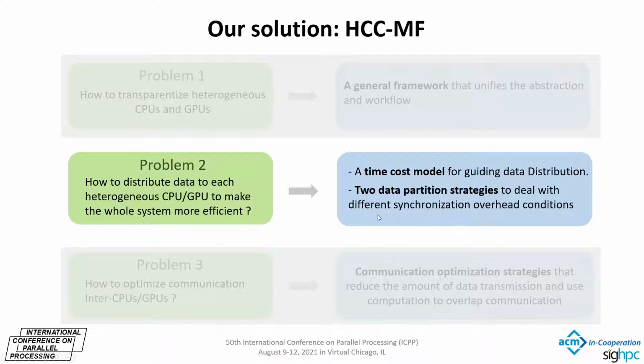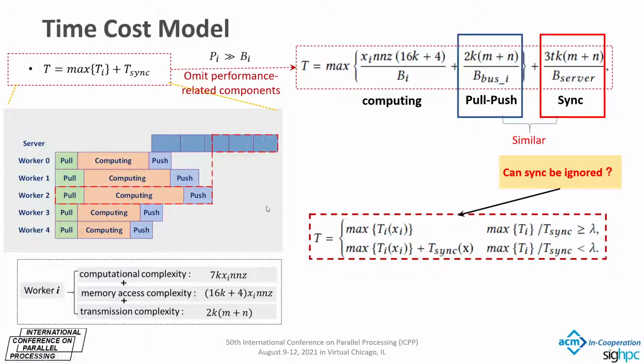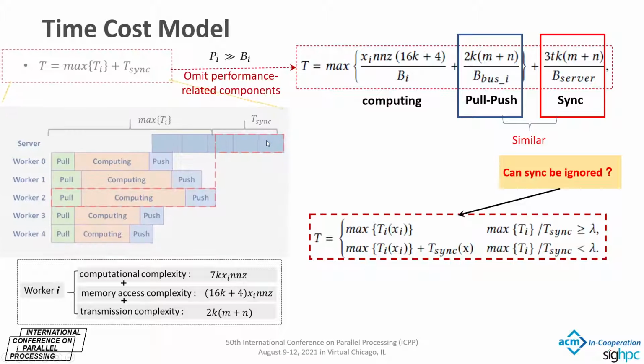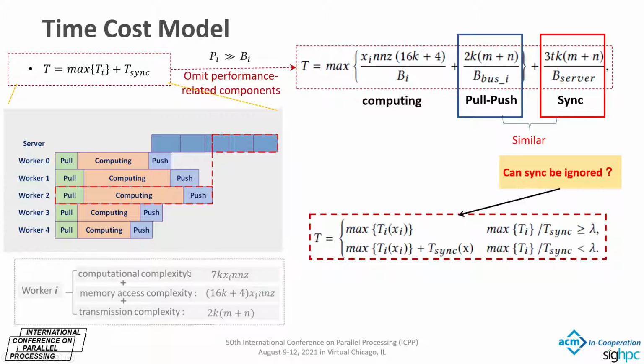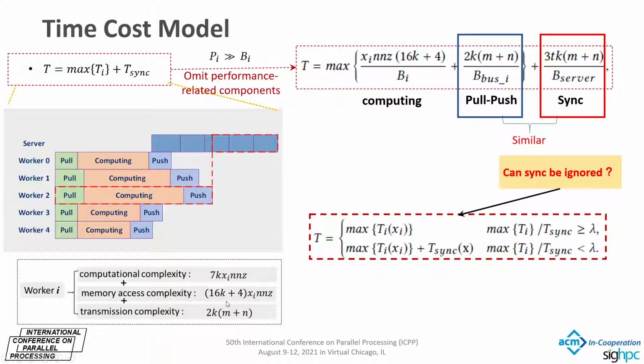To solve the data distribution problem, we have established a cost model to guide that distribution and propose two data partition strategies to deal with different synchronization conditions. According to the training process of HCC-MF, the training time of each round is composed of the longest execution time of all workers and the subsequent synchronization time on the server. We can use time and space complexity, runtime performance, bus bandwidth, memory bandwidth, and other parameters to model time overhead.